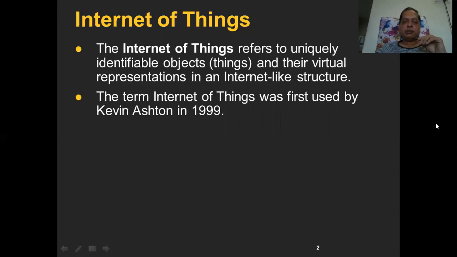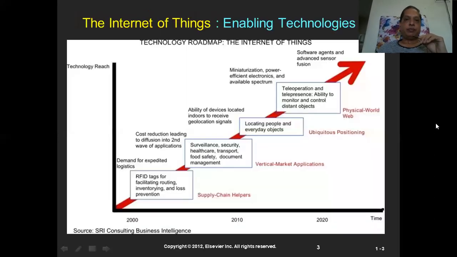So we say that sometimes technology is driven by a technology driver. One technology driver is cloud. The other technology driver is IoT. You can see how the Internet of Things and enabling technologies are helping us. On the left hand side, we can see the technology reach, and on the right hand side, we can see the time in terms of a 10 year span: year 2000, 2010, 2020, and so on.